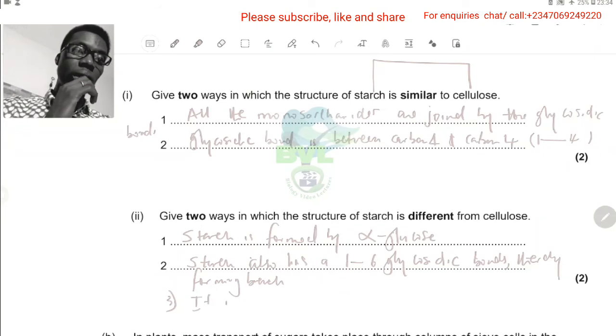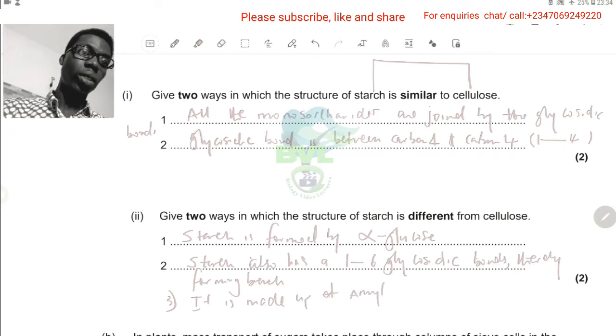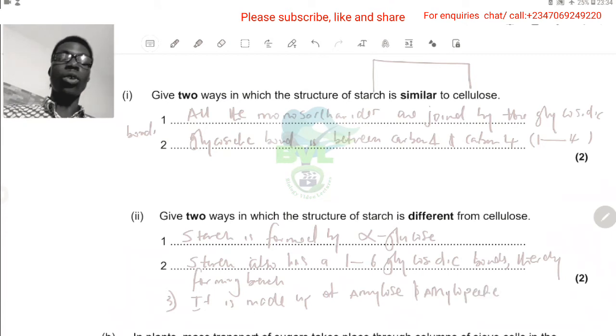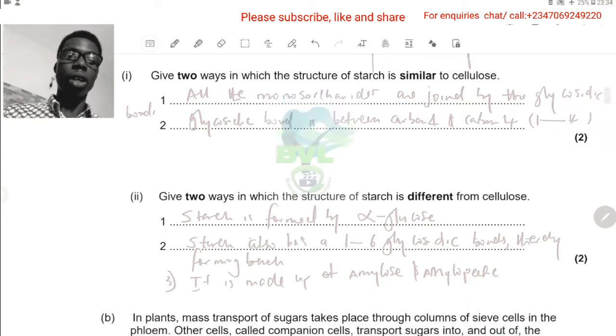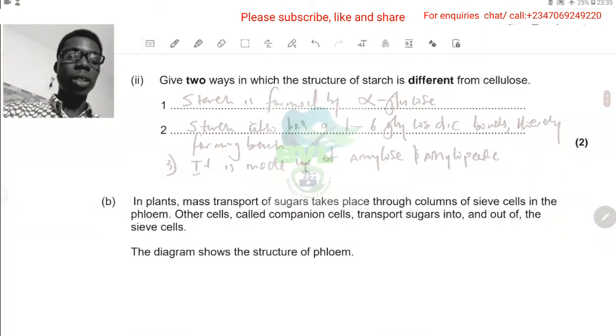Number 3, I'm just adding that one. It is made up of amylose and amylopectin. So these two form starch. So that's why I didn't talk about cellulose, because the question is majorly talking about how starch is different in structure compared to cellulose. All right. Having established that, let's move on.